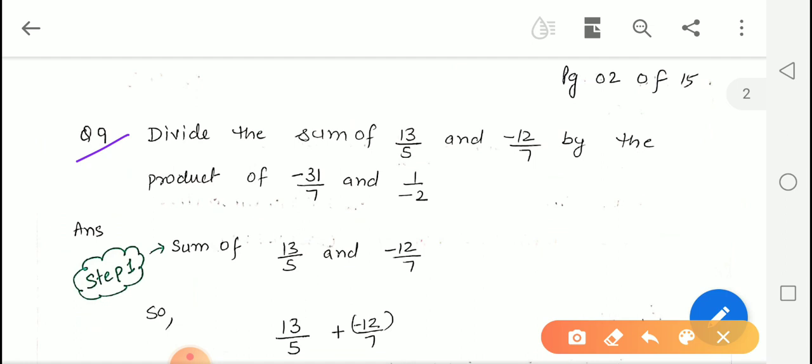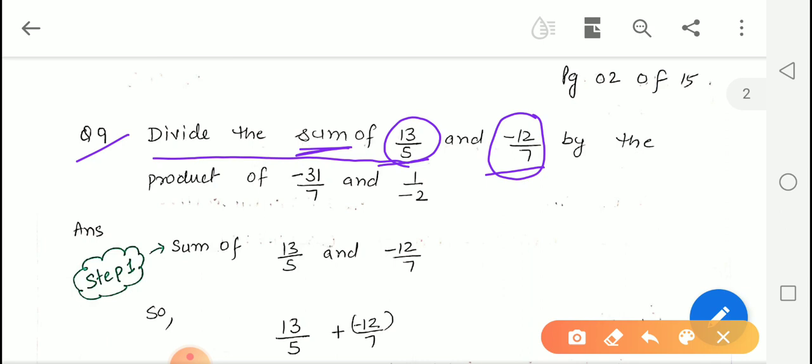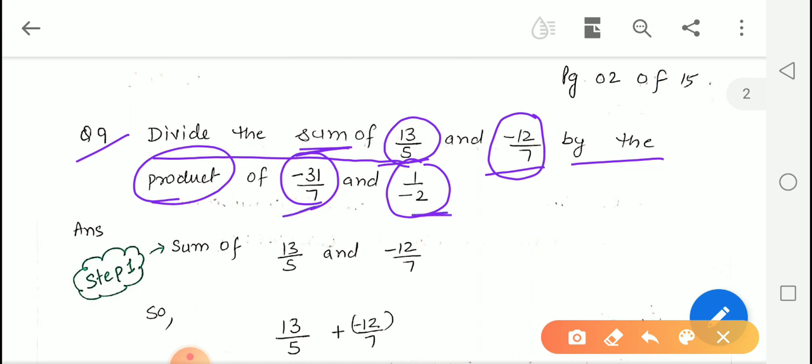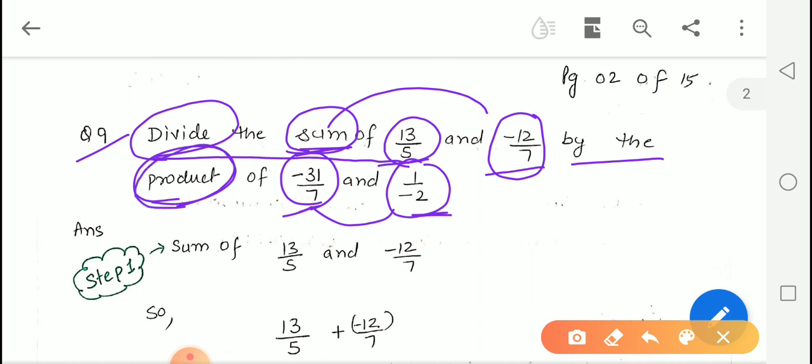The next question is question number 9. Here the statement is, divide the sum of this and this, this is one number, this is the second number, by the product of this and this. This is the third rational number, this is the fourth rational number. We have to find the product of this and the sum of this, and whatever answer comes, we have to divide. So we will perform this question in 3 steps. First we will find the sum, then the product, then we will do the division. Now let us start.